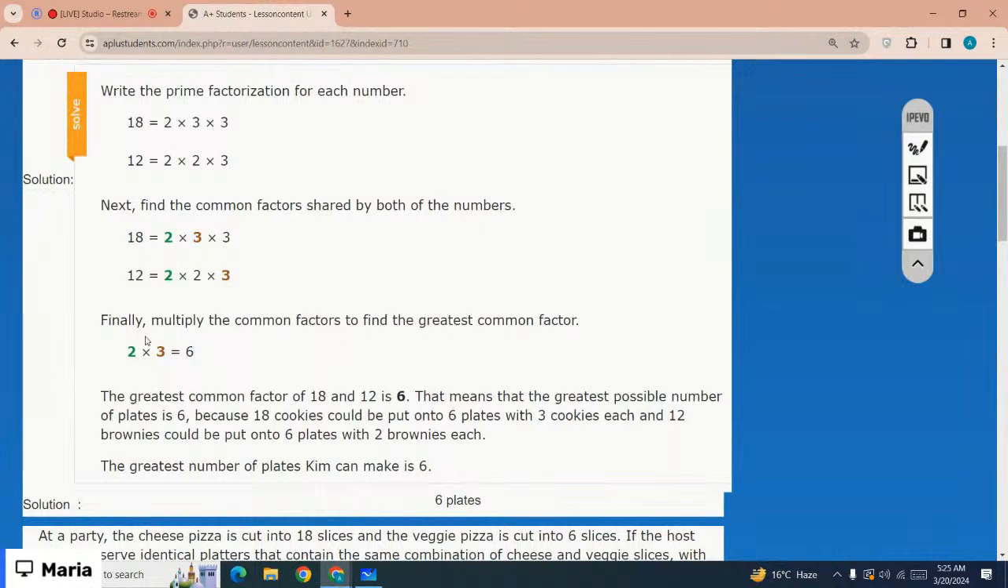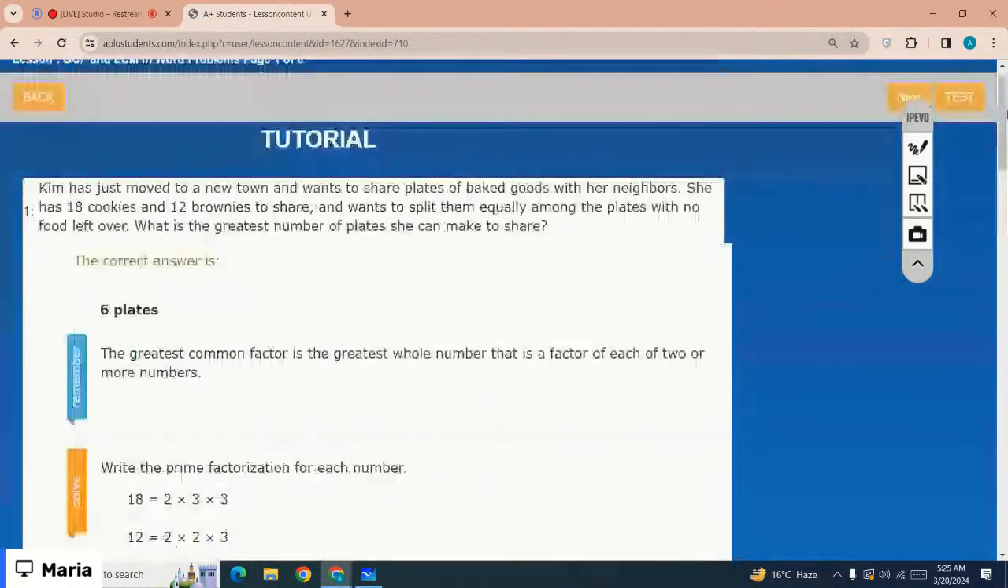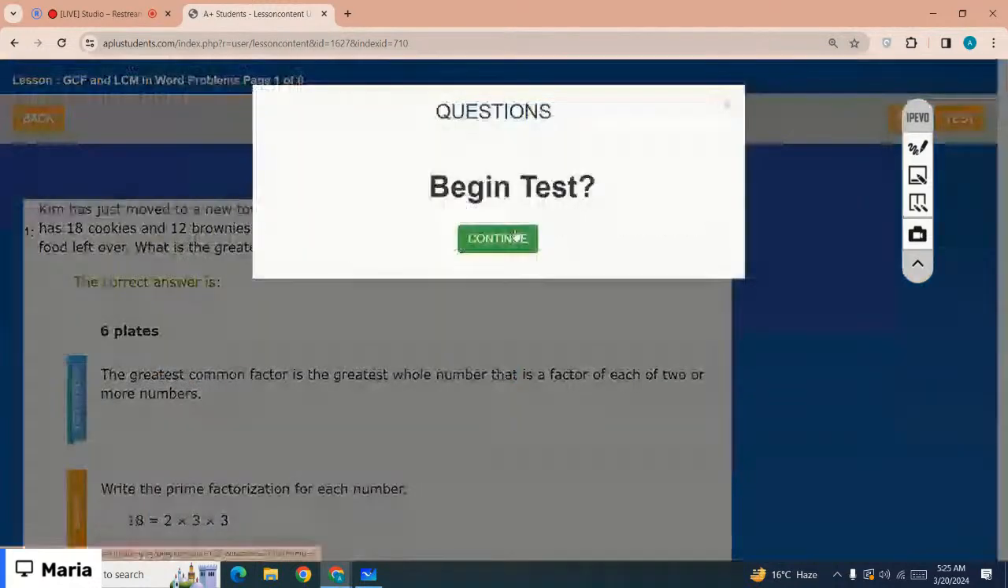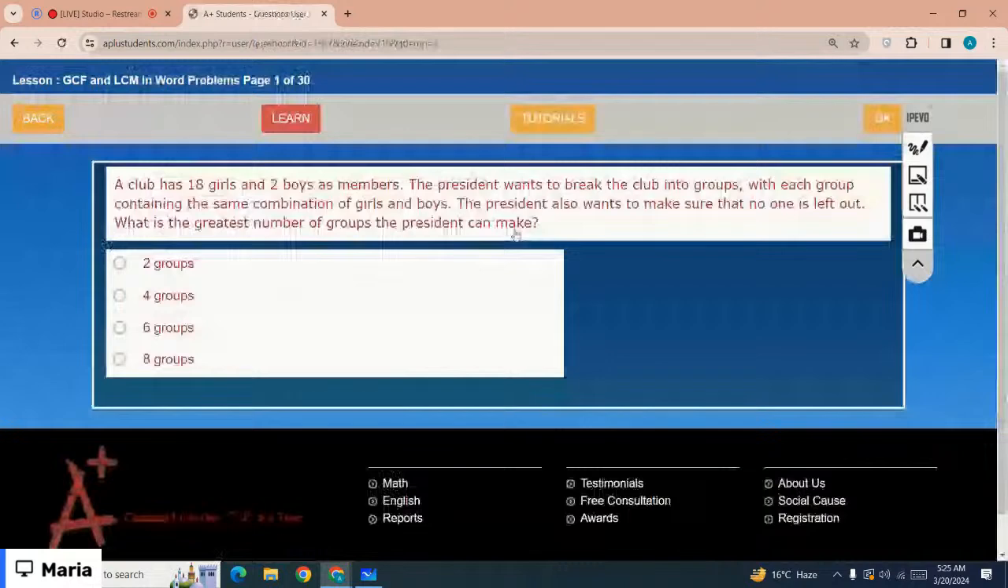Let's just start with the test questions. A club has 18 girls and 2 boys as members. The president wants to break the club into groups, with each containing the same combination of girls and boys. The president also wants to make sure that no one is left out. What is the greatest number of groups the president can make?